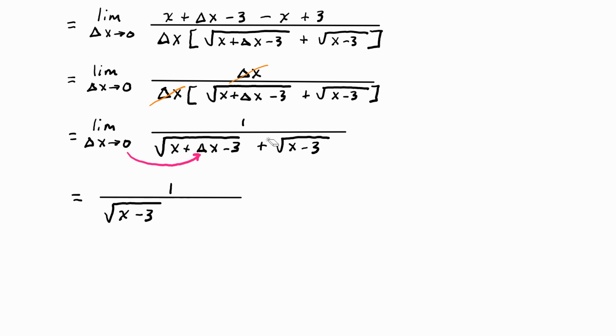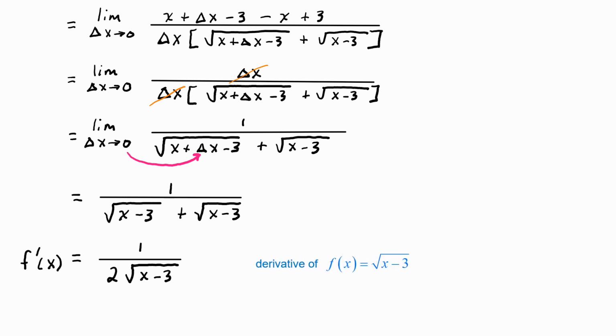Then we have the plus sign, and the second term, square root of x minus 3. These two are like terms, so we can combine them. So this is going to equal 1 over 2 radical x minus 3. So then this is f prime of x, which is the derivative of f of x equals radical x minus 3.